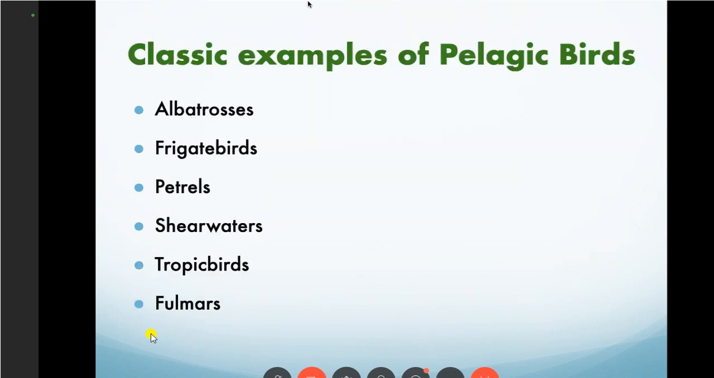These are some classic examples of pelagic birds. There are albatrosses, frigate birds, petrels, shearwaters, tropic birds, and fulmars. These are some classic examples of pelagic birds that we get in the world.